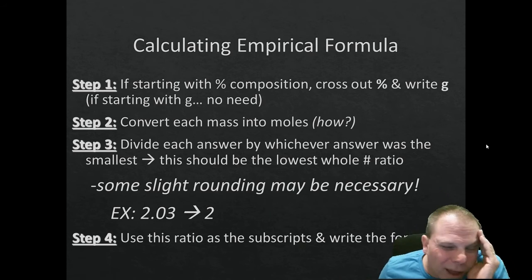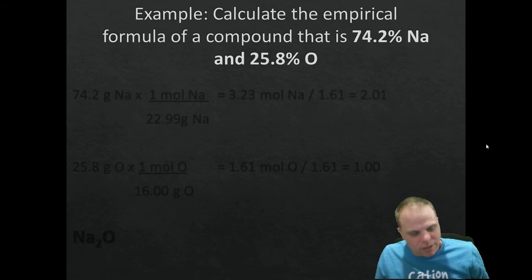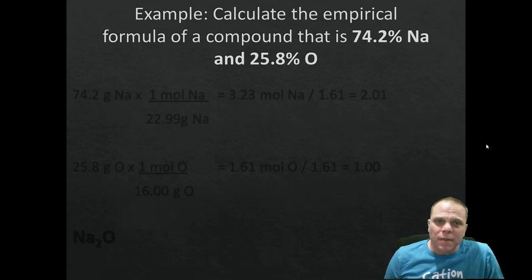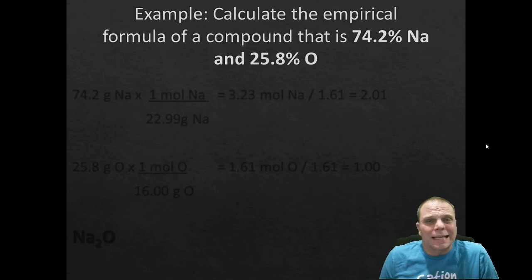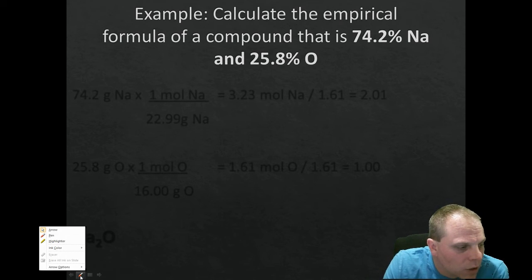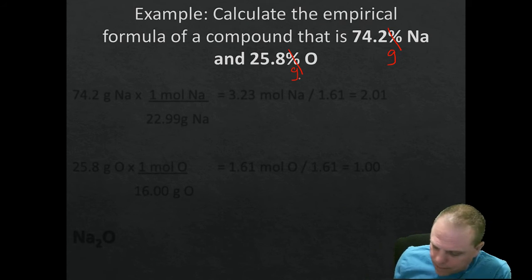Okay, so right now you're probably like, what? Let's just go through it. You're going to see what it means as we do it. Okay, so it says calculate the empirical formula of a compound that has 74.2% sodium and 25.8% oxygen. So what did we say to do? We said to go ahead and just cross out those percentages, right? And turn those into grams. And so that's what we're going to do.